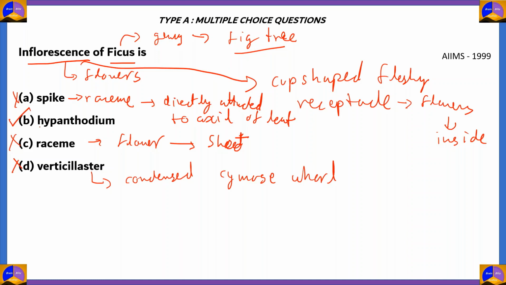The right answer is option B, hypanthodium. Hypanthodium is a cup-shaped fleshy receptacle with flowers inside it. Hypanthodium is a very special type of inflorescence, and one of the few examples that have hypanthodium is the genus Ficus.